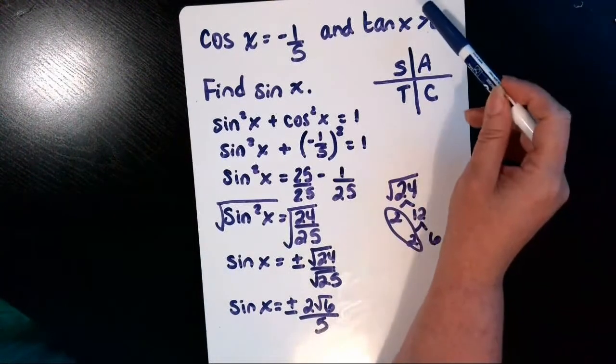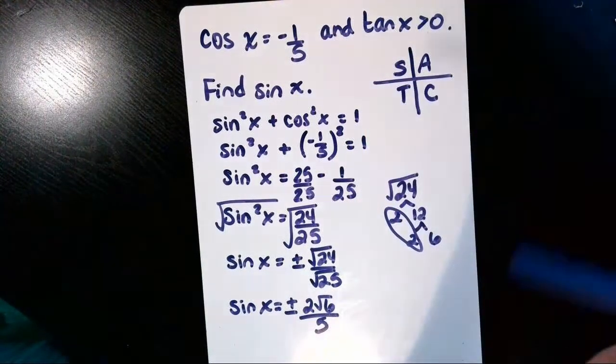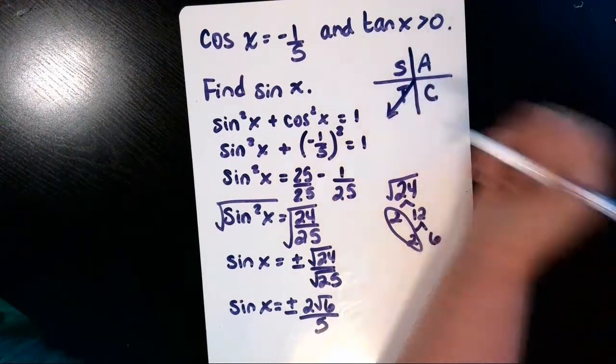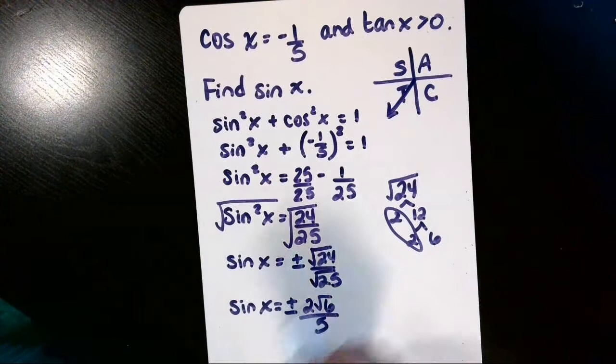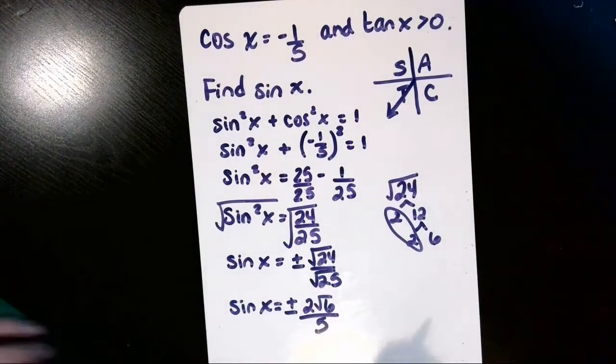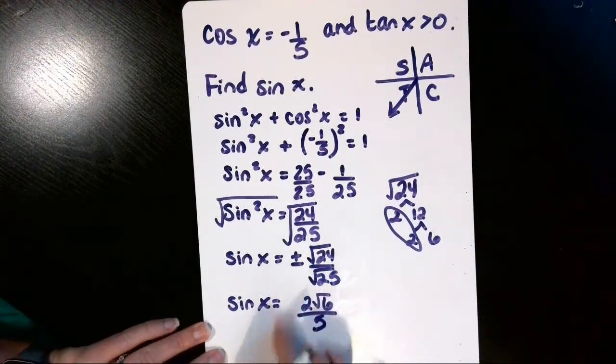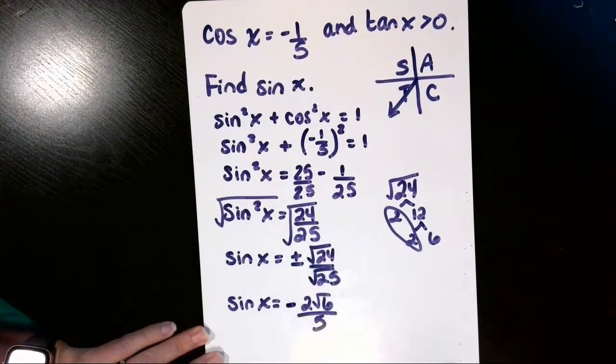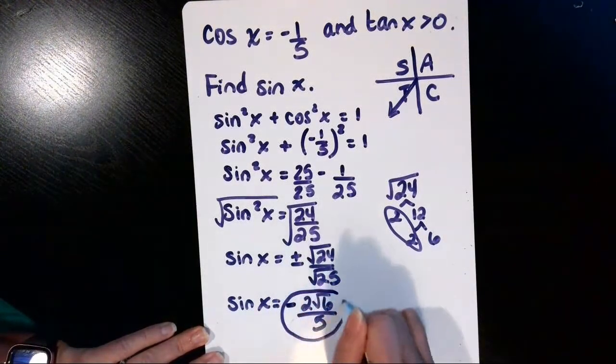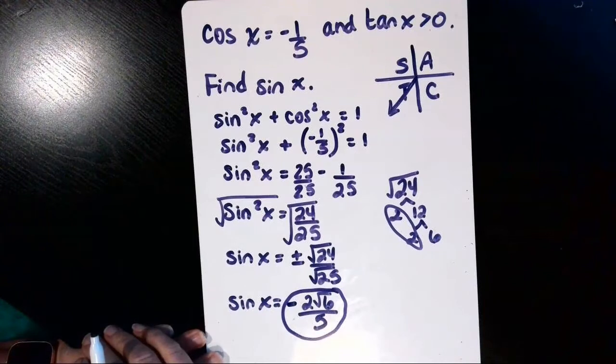And we're looking for where tangent is positive but cosine is negative. So that's going to be right here in quadrant 3. And sine is negative in quadrant 3. So that means we're going to keep the negative value here, and that's our answer for the sine of x.